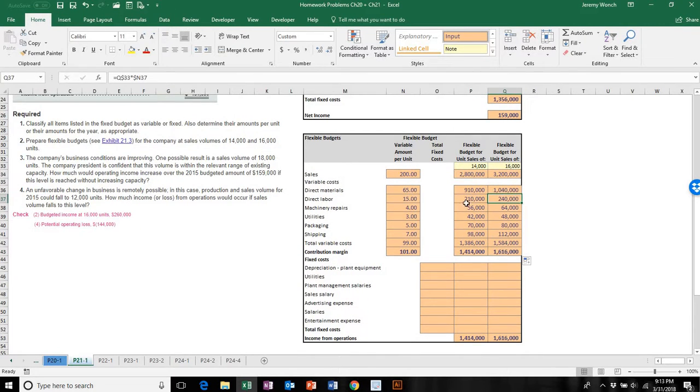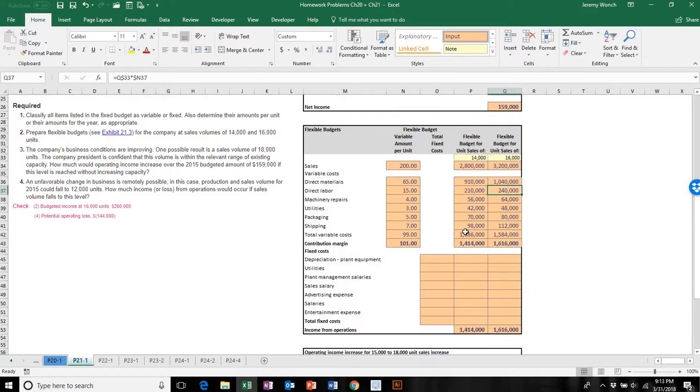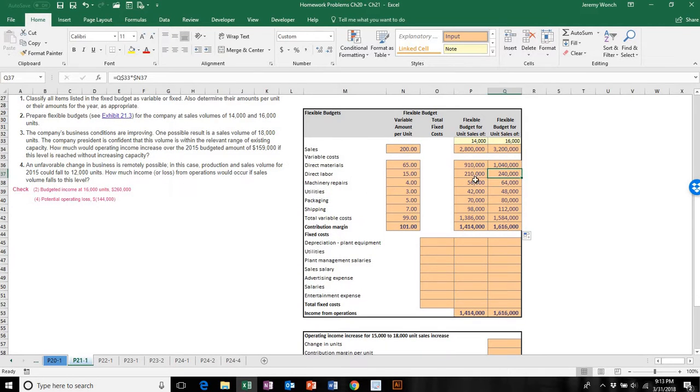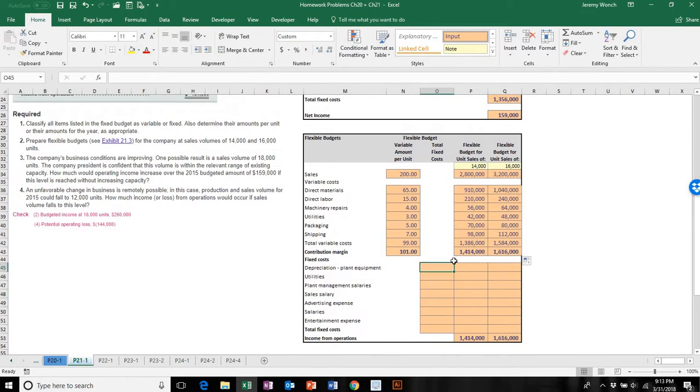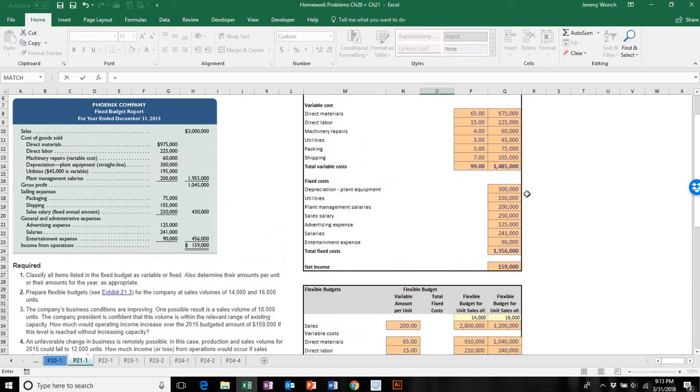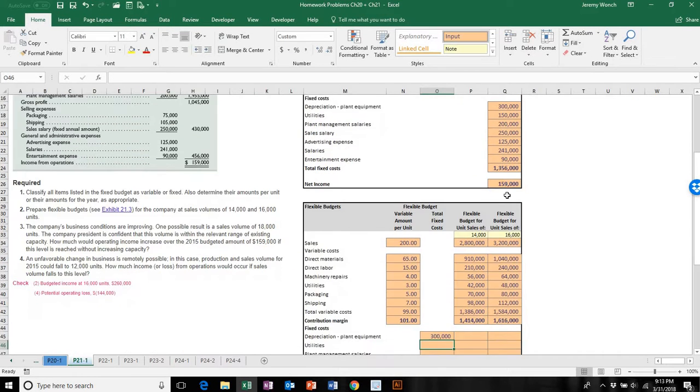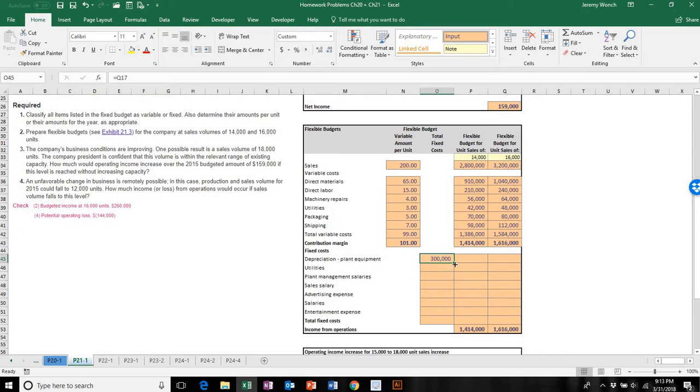And so now by taking our dollar per unit cost, multiply it times our units, we can get the variable cost for each one of these two scenarios. And now we just have to plug in the fixed costs, and the fixed costs are easy because they don't change based on units. So we can just carry our fixed cost down, but they're not going to change whether we do 14,000 or 16,000.